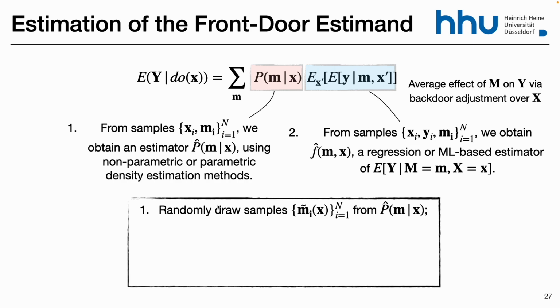Here is the procedure, exactly the steps. First, we randomly draw samples. X is fixed, it's coming from this. If we have a generator of samples, you just ask, give me n samples of M for this particular X. It was trained using M and X, so I can get any n samples of M. Then using this estimator here, you compute the predicted value of Y for this particular M that you sampled and the original X.